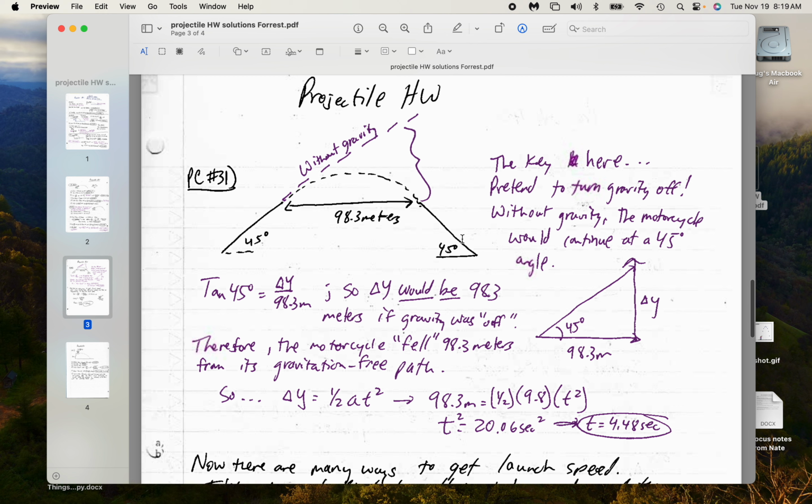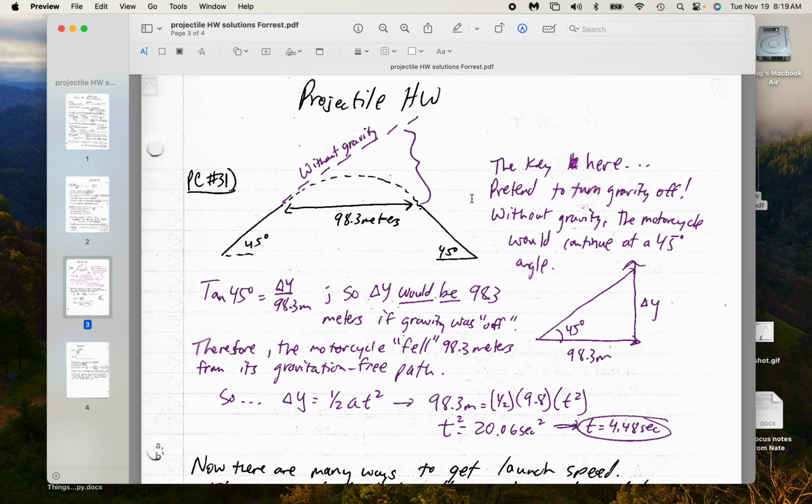Okay. For this one, essentially you think you don't have enough information. So for 31, you have something launched at a 45-degree angle. It can span 98.3 meters. It lands at the same height where it was launched. So the key here, I think, is pretending to turn gravity off. If this is launched at a 45-degree angle without gravity, it would go up 98.3 meters as when it's going sideways, 98.3 meters.